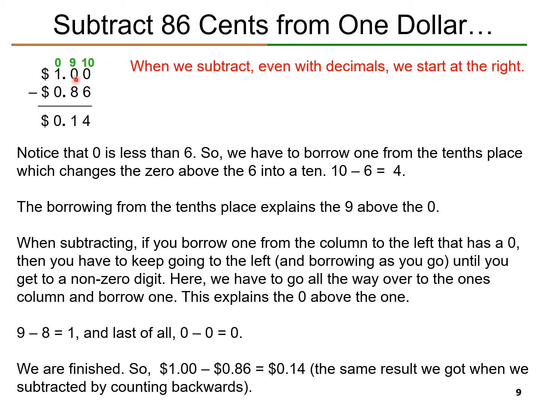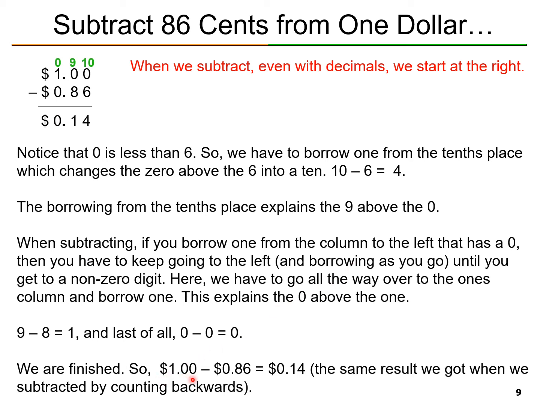Well, where did the 9 come from? Because remember, we had to give 1 to the tenths place. So that explains this 0 above this 1 in the ones place. Now 9 minus 8 is 1. And last of all, 0 minus 0 is 0. We are finished.